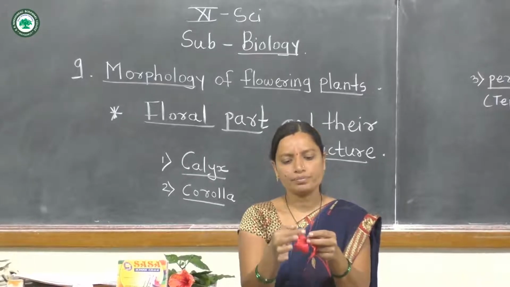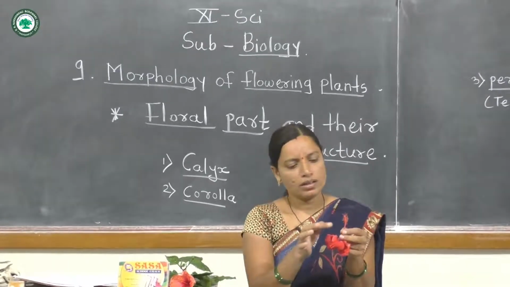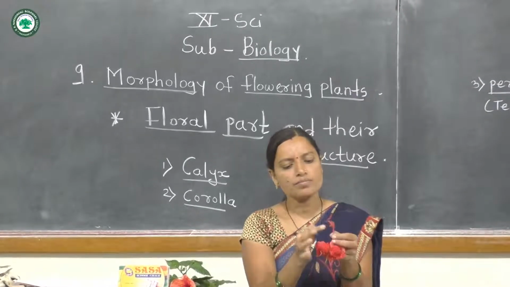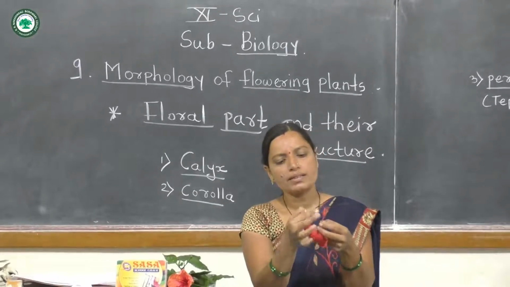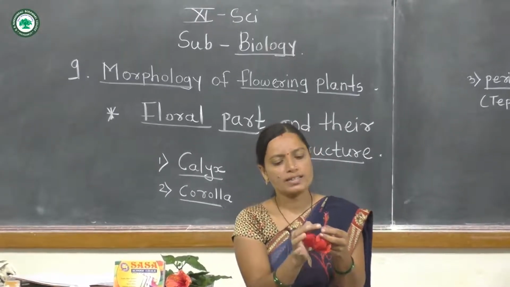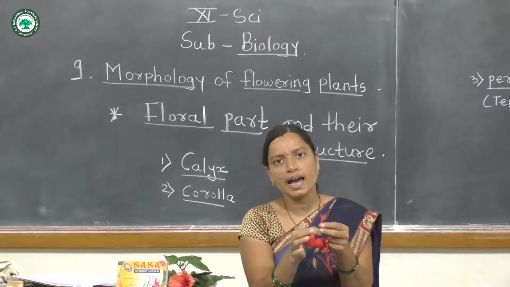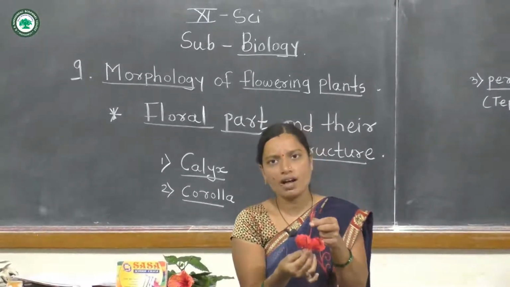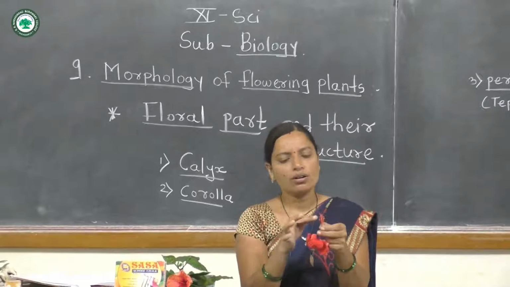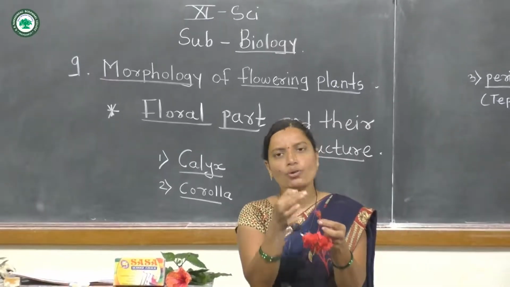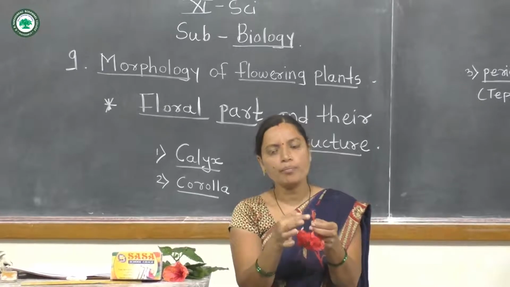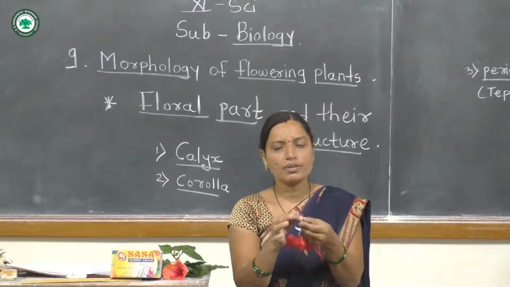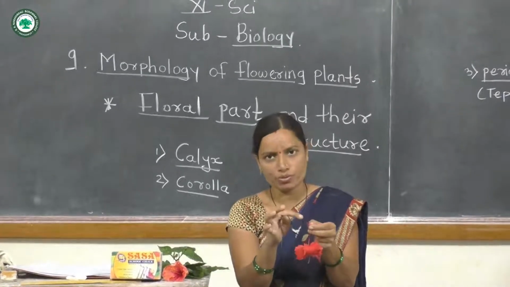Now this next part is the androecium, the male reproductive floral whorl. These are the stamens, and each stamen has three parts: filament, anther and connective. This is the monoadelphous condition. In this hibiscus flower, the many stamens are attached on the staminal tube. This is the male reproductive whorl of the flower, and the last part is the gynoecium, the innermost whorl of the flower.